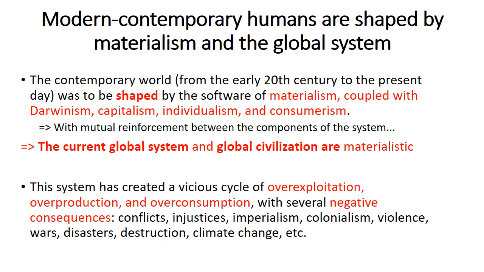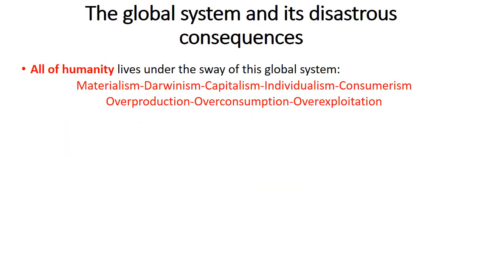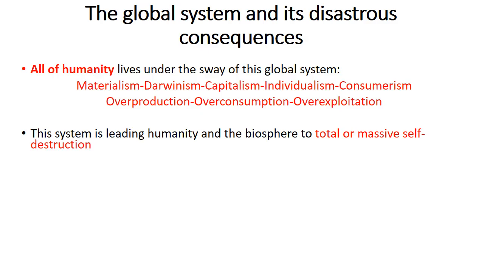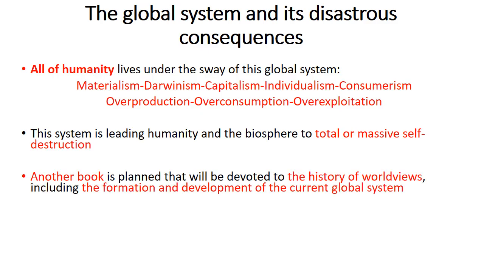This system has created a vicious cycle of overexploitation, overproduction, and overconsumption, with, of course, many negative and disastrous consequences, namely conflicts, injustices, imperialism, colonialism, violence, wars, disasters, destruction, climate change, and so on. Currently, all of humanity lives under the sway of this global system, and this system is leading humanity and the biosphere, the Earth, to massive, if not total self-destruction. The book, Science Proclaims Materialism is Dead, does not address this issue. Another book is planned that will deal with this theme in detail, within the general framework of the history of worldviews, but it is important to emphasize the link between materialism and the current global system.